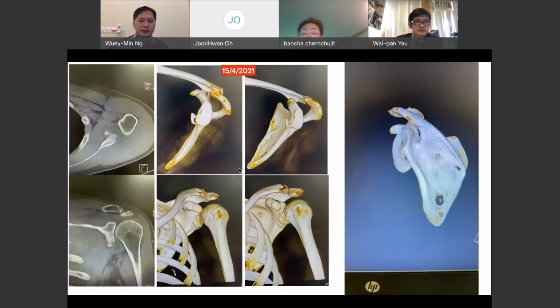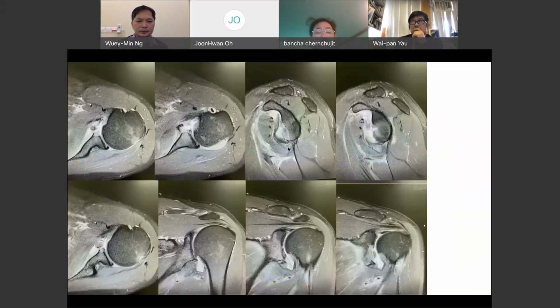So this is the CT scan. You can see that this bone loss, I think, is less than 25%, but it's still considered huge. On MRI, you can clearly see there's a bony fracture of the glenoid. There's no cuff injury or SLAP lesion.